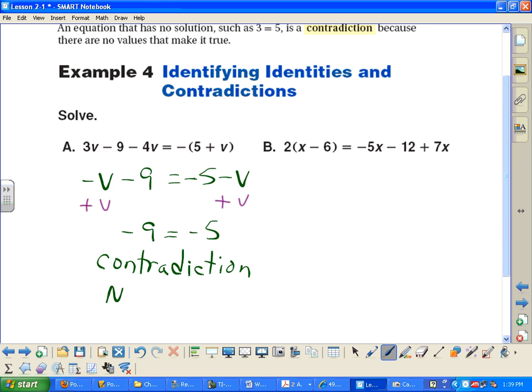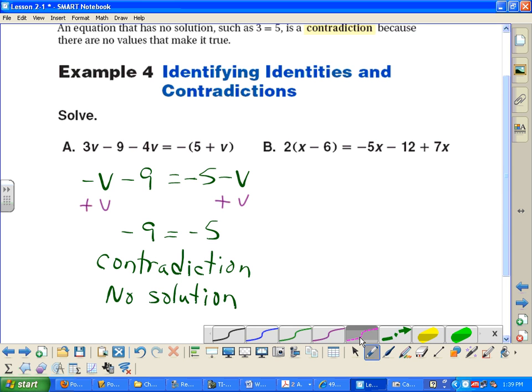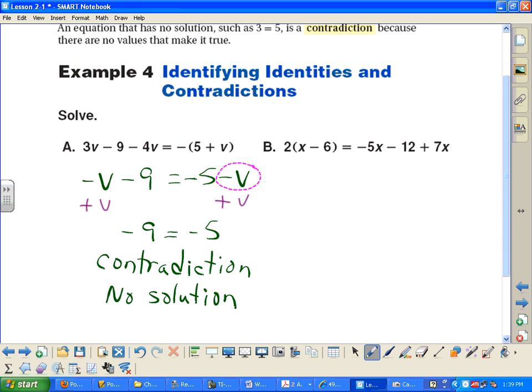Right? And there's no solution. All right, and the key to finding that is as soon as you see the same variable term, once you've simplified it, if you have the same variable term on each side, well, when I either add or subtract that variable, it's going to cancel them out. Okay? So as soon as I see the same variable on both sides, like we do here with the negative v, I know immediately then it's going to be a contradiction, no solution. Okay? For it to be an identity, we're just looking to see when are both sides equal to each other.